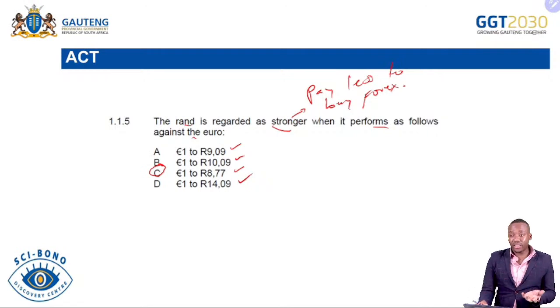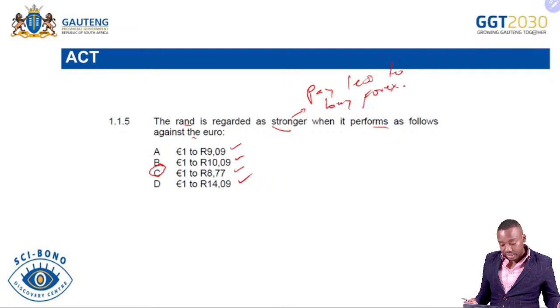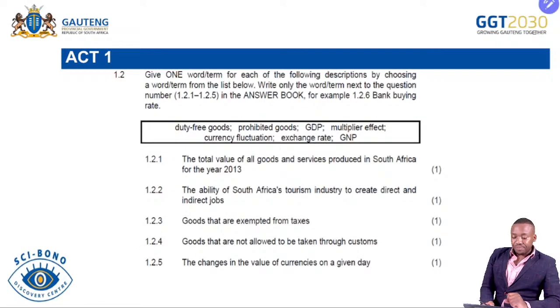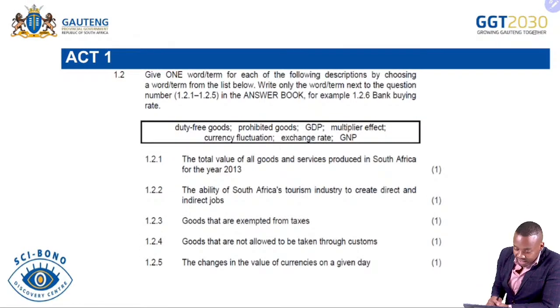So you might get such a question in your multiple choice, but they are not saying explain, right? They are trying to check whether you know how to interpret those amounts, and you also understand what you mean by a strong rand or a weak rand, right? So C, it is our correct answer for that question. Let's move now to the second activity.